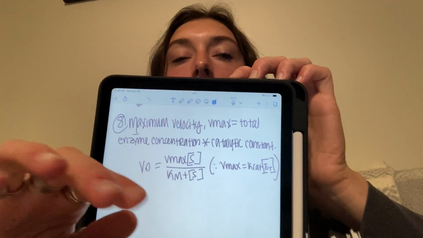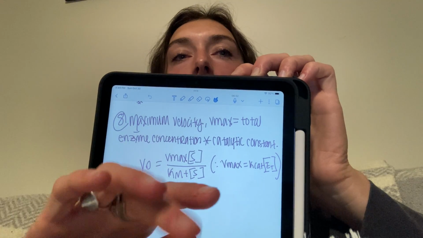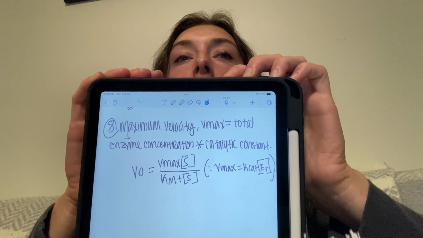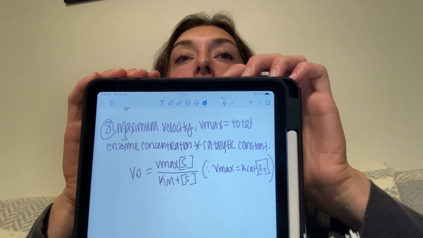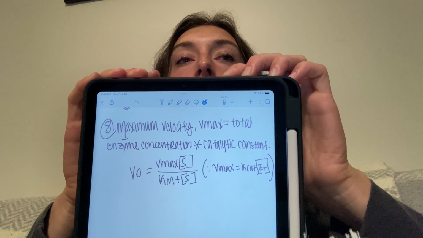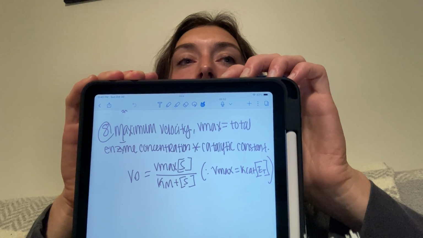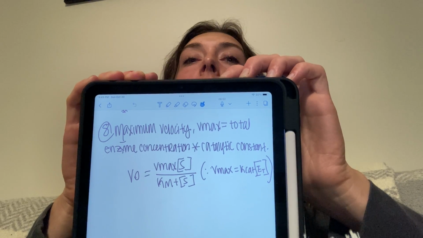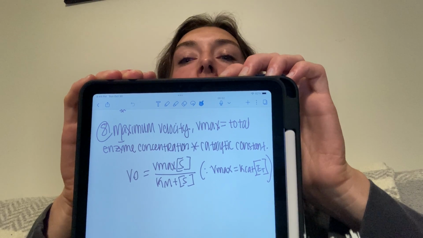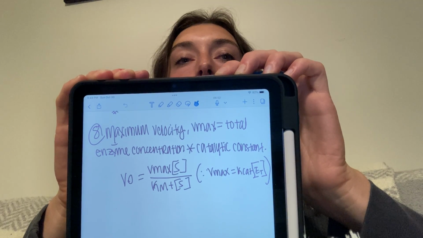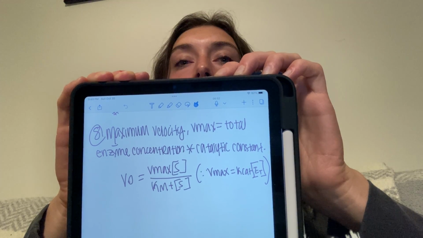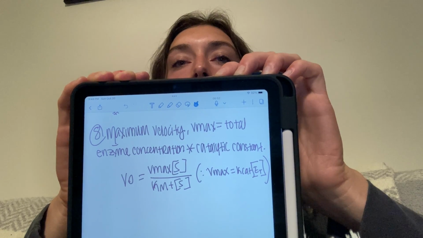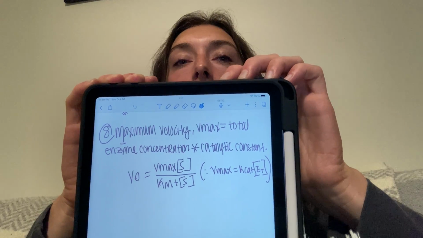And last but not least, we have the maximum velocity. Here Vmax is equal to the total enzyme concentration times the catalytic constant. Substituting Vmax into the equation gives the final form of the Michaelis-Menten equation: V0 equals Vmax multiplied by S divided by Km plus S. Therefore, Vmax equals kcat multiplied by ET. Awesome. Thank you.